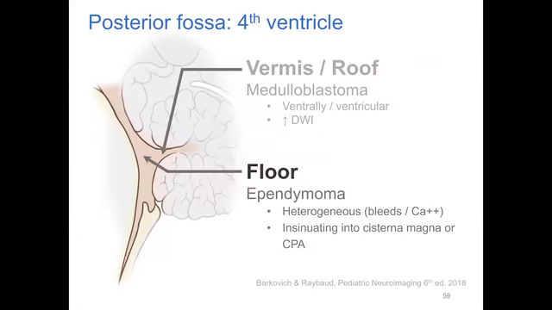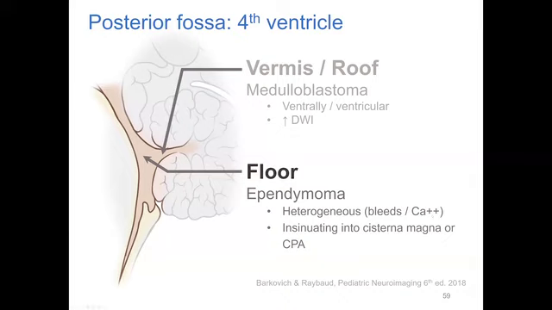Okay, let's move on to the floor. The fourth ventricle floor means the anterior wall or the inferior aspect of the fourth ventricle. The most common tumor here is ependymoma. The characteristic finding you need to know is that ependymoma is usually very heterogeneous. Heterogeneous means the enhancement is very heterogeneous, and they also carry some blood and tend to calcify, which is not common in pilocytic astrocytoma or medulloblastoma. So whenever you see a tumor with bleeds or calcifications in the ventricles, you should think about ependymoma.